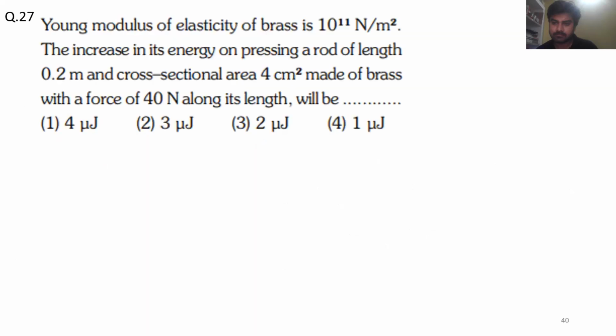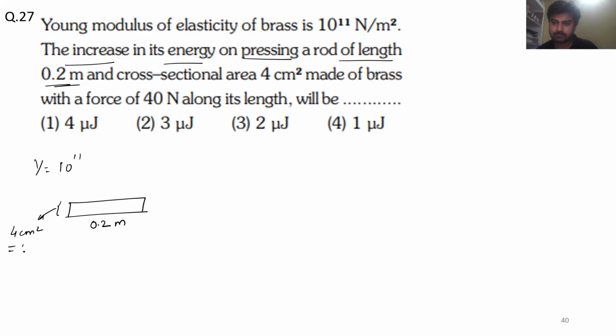In question 27, it is telling that Young's modulus is given as 10 into 10 to the power 11. The increase in its energy on pressing a rod of length 0.2 meters. So there is a rod, it is having a length of 0.2 meters, and cross sectional area is 4 centimeters square, or you can write 4 into 10 to the power minus 6 meter square in SI unit.